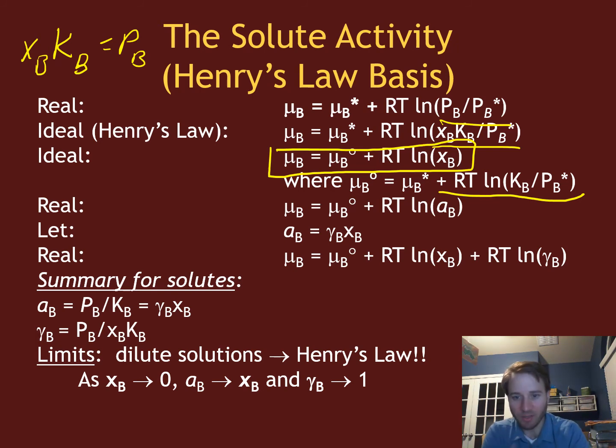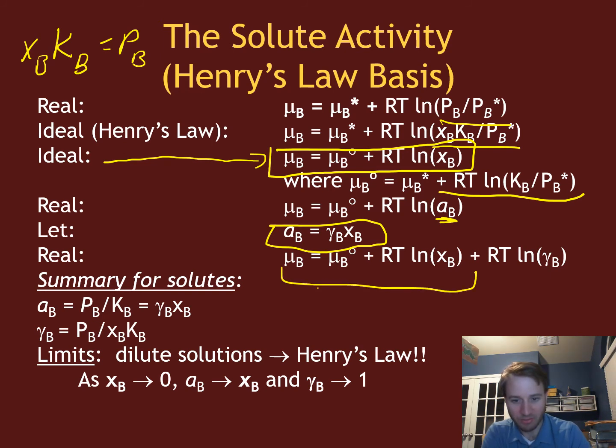And so then we define this as our ideal chemical potential change, based off of the solute being added to the solvent. Then our real value is just going to, again, replace the mole fraction with the activity. And again, the activity can be related with this mole fraction and the activity coefficient, and then you're left again with this ideal case plus some real correction factor.